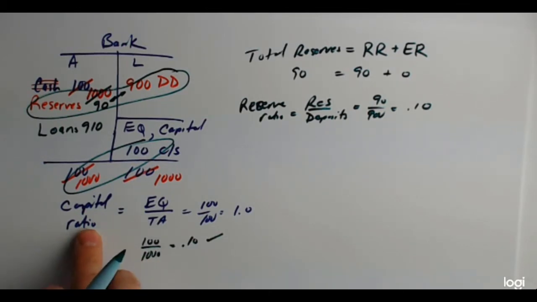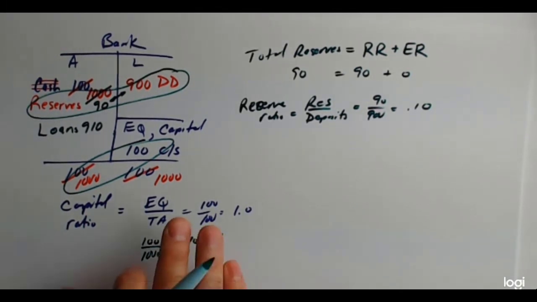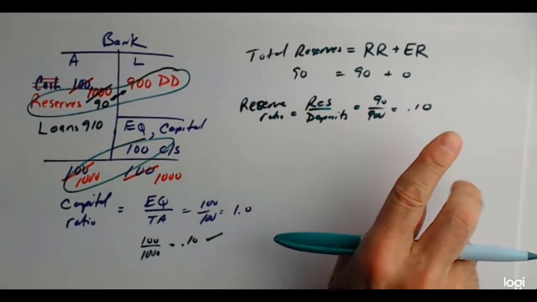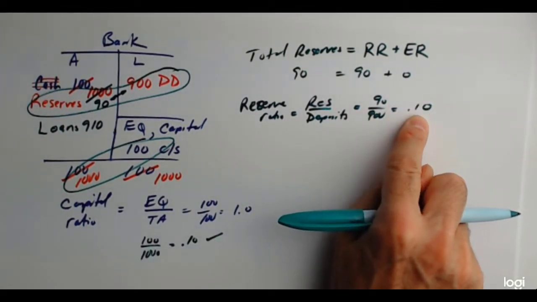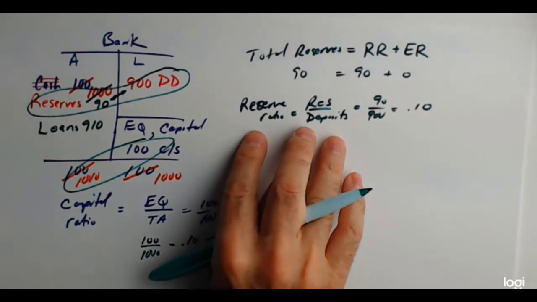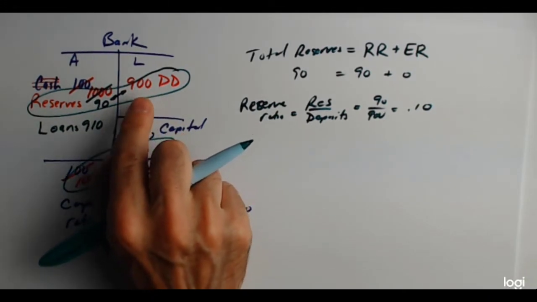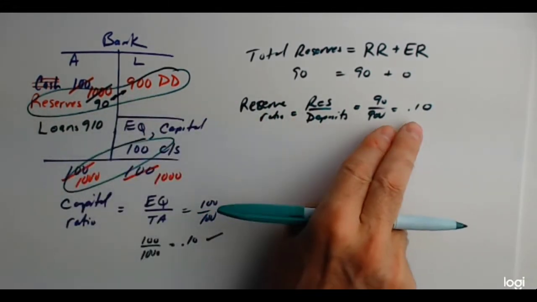It depends how it's calculated. We'll talk about that later. But the point is now we have capital ratios, we have reserve ratios. And the reserve ratio at 10% happens to be a really good number for a reserve requirement. So for a very, very long time, decades, we had a reserve requirement of about 10%, a really good number.